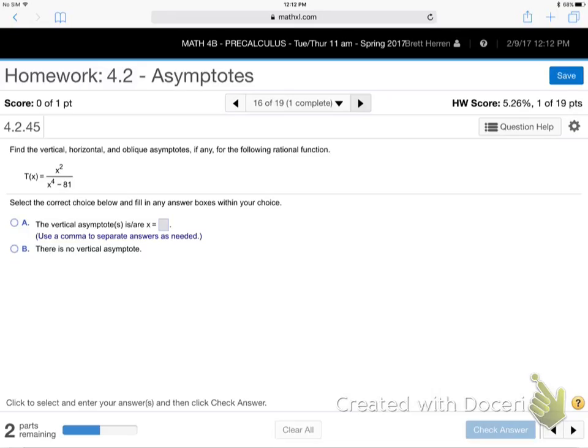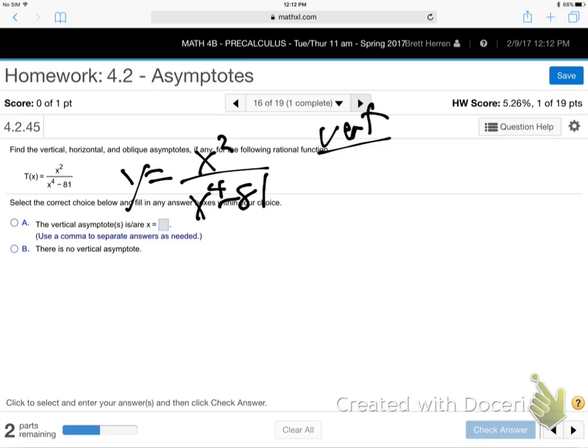All right, so here we have one. y equals x squared over x to the 4th minus 81. Oh, they want us to find, I forgot all about the vertical. So let's do the vertical first. Can you find the vertical asymptotes? Then we'll do that whole horizontal oblique thing.